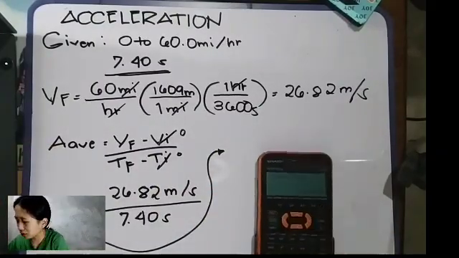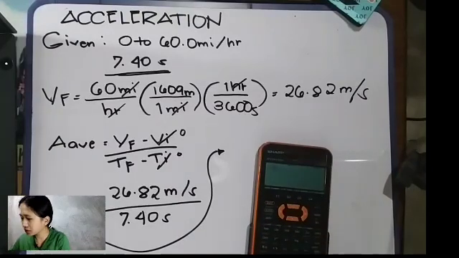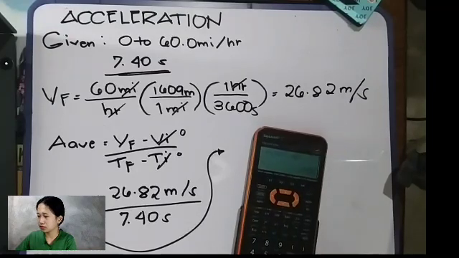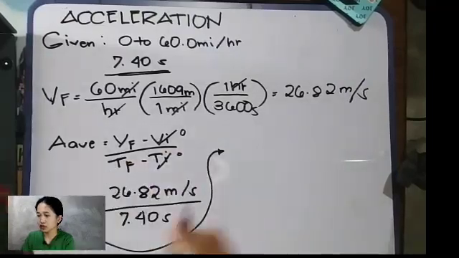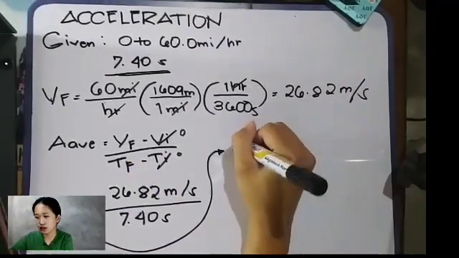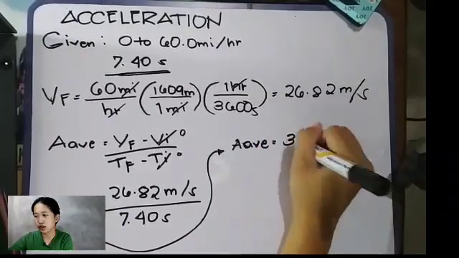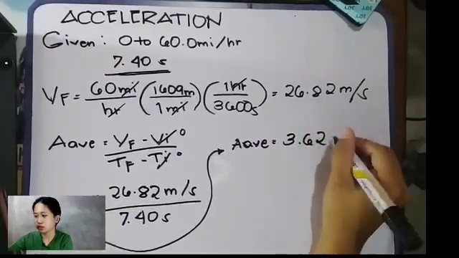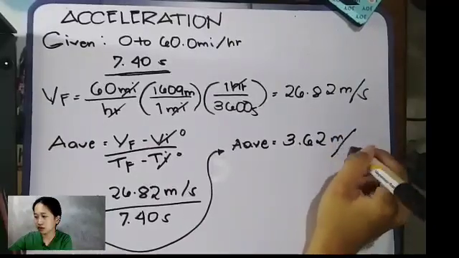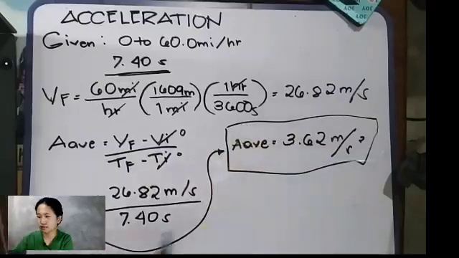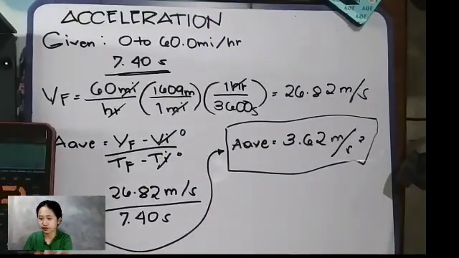Compute na lang din ulit. So, yung pinakasagot natin is 3.62 meter per second squared.